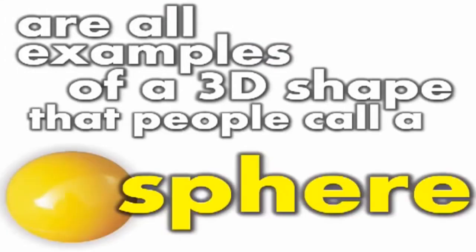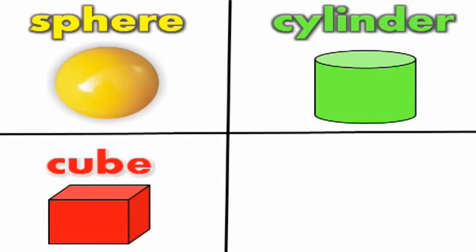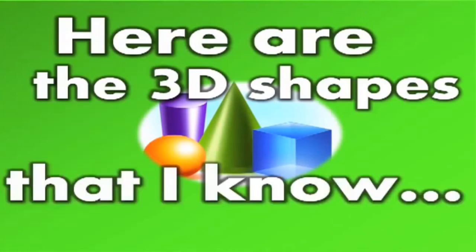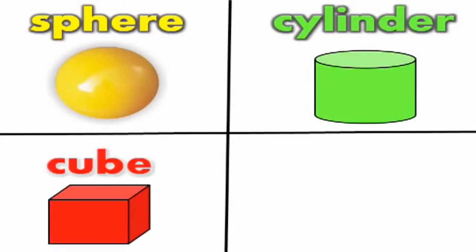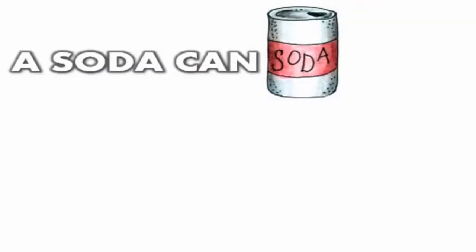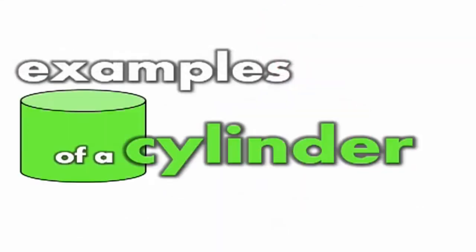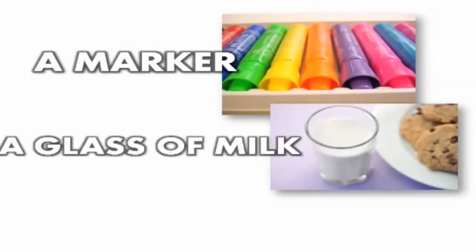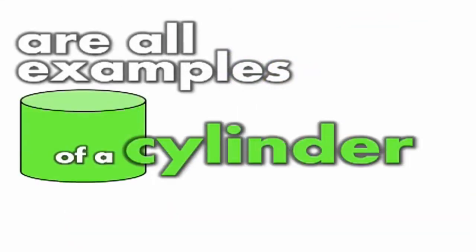Here are the 3D shapes that I know: a sphere, a cylinder, a cube, and a cone. A soda can, a pencil shaft, and a can of soup would be examples of a cylinder, as you can plainly see. A marker, a glass of milk, and a peanut butter jar are all examples of a cylinder.